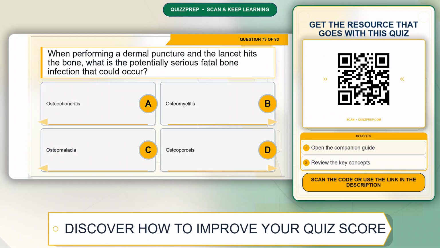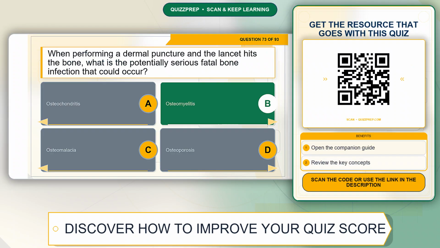Question 73. When performing a dermal puncture and the lancet hits the bone, what is the potentially serious fatal bone infection that could occur? Option A, osteochondritis. Option B, osteomyelitis. Option C, osteomalacia. Option D, osteoporosis. The correct answer is option B, osteomyelitis.